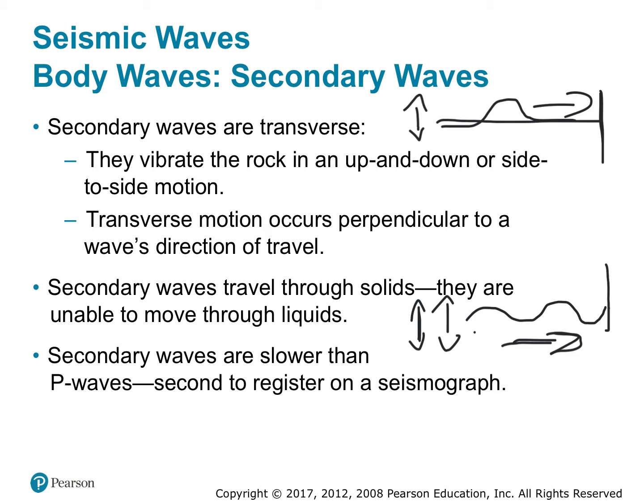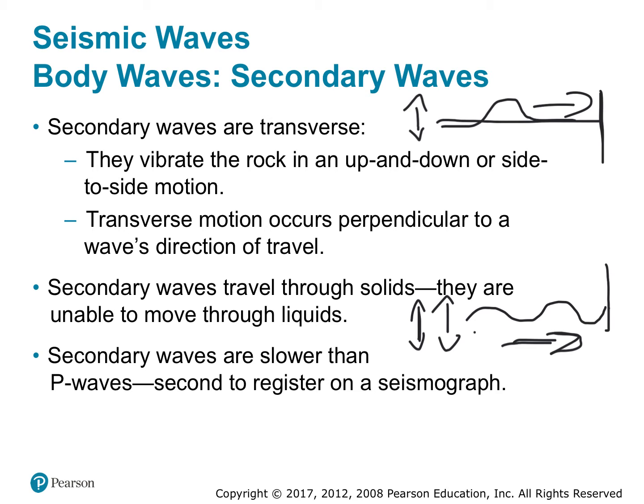And so we can see that secondary waves are transverse, and in regards to seismic waves, they're going to vibrate the rock in an up and down or side-to-side motion, and the transverse motion occurs perpendicular to the wave's direction of travel. So if the wave is moving this way, the thing that's vibrating back and forth is going to be moving at a right angle to that.